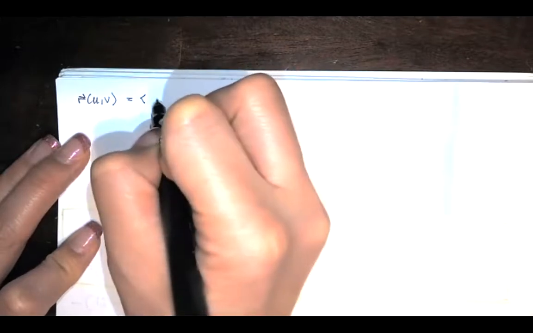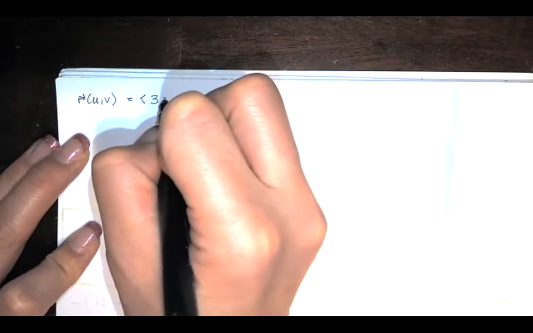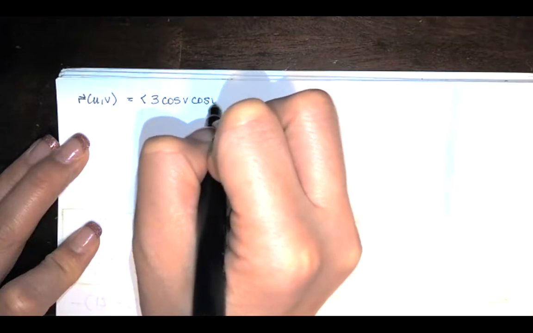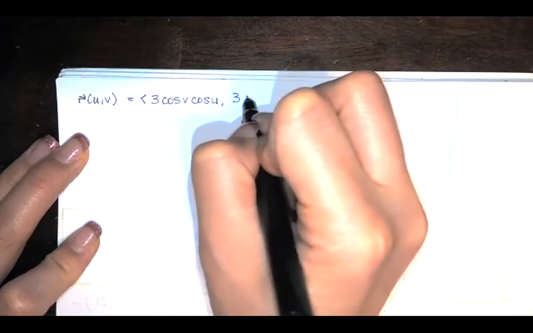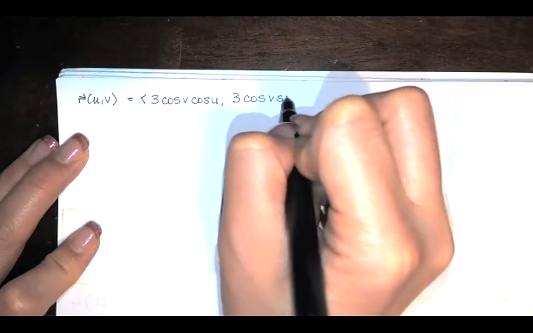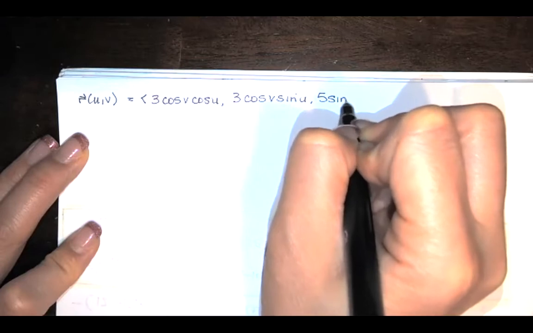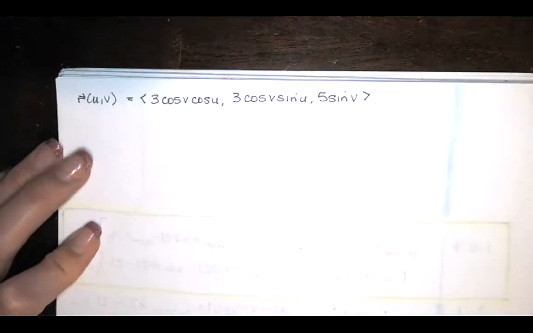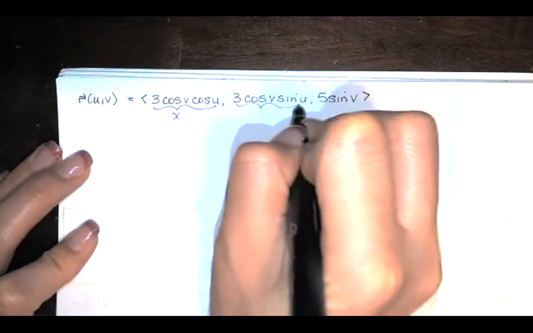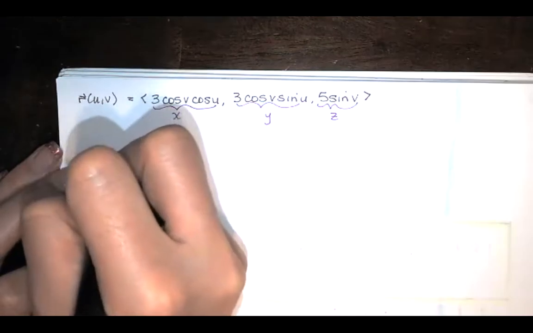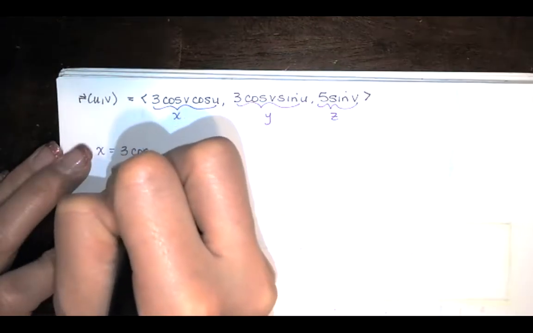Now, for the second surface, we've got x equals 3 cosine of v cosine of u. y is equal to 3 cosine of v sine of u. And z is equal to 5 sine of v. We had this times i hat plus this times j hat plus this times k hat. I'll drop the dependence on u and v.